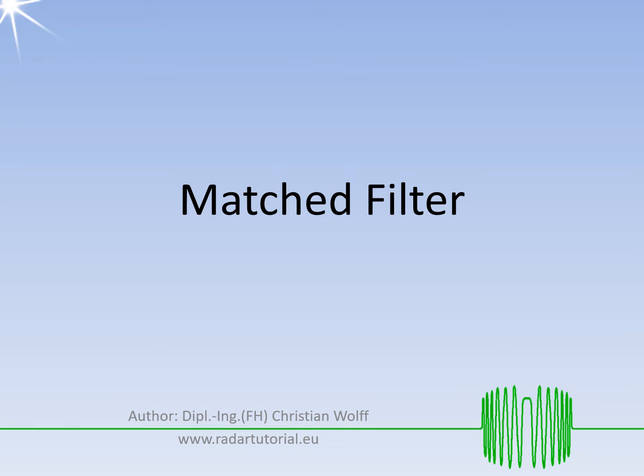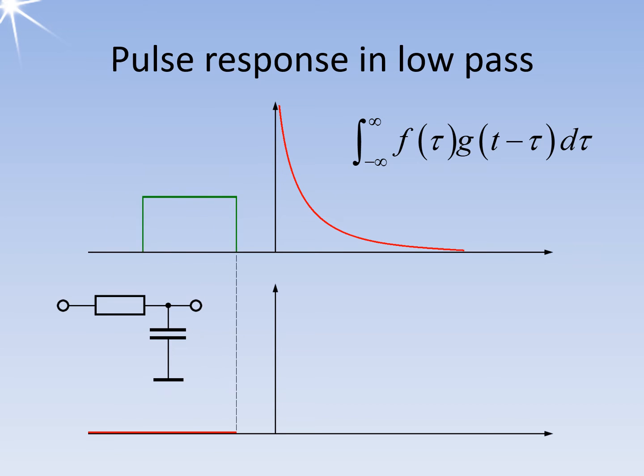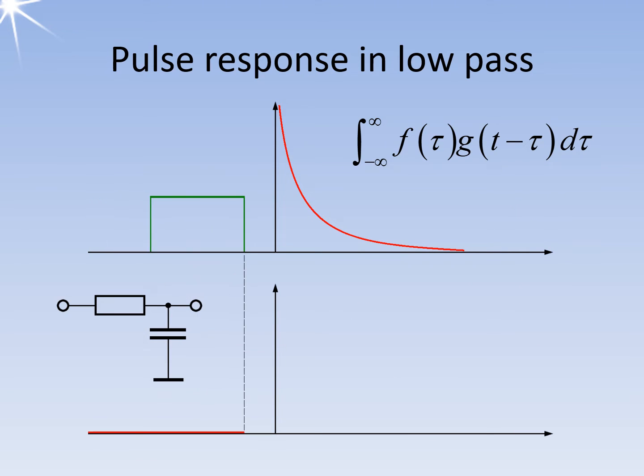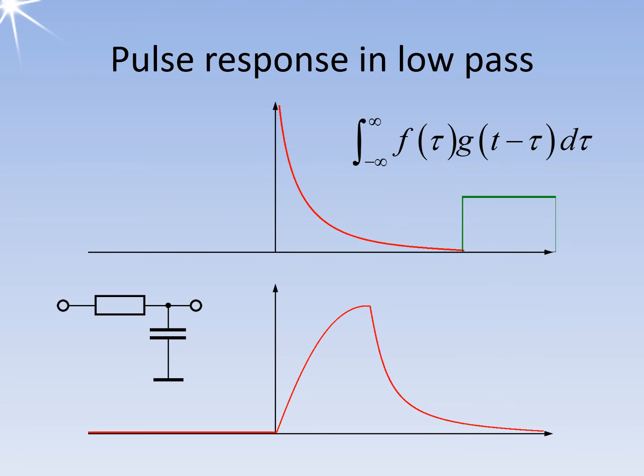Matched filters are optimum filters for the detection of pulse signals in noise. The matched filter is the optimal linear filter for maximizing the signal-to-noise ratio in the presence of additive stochastic noise. For a system response function G(t) and an input signal F(t), the following integral calculates the output signal shape in the time domain. The equation is the standard convolution integral.